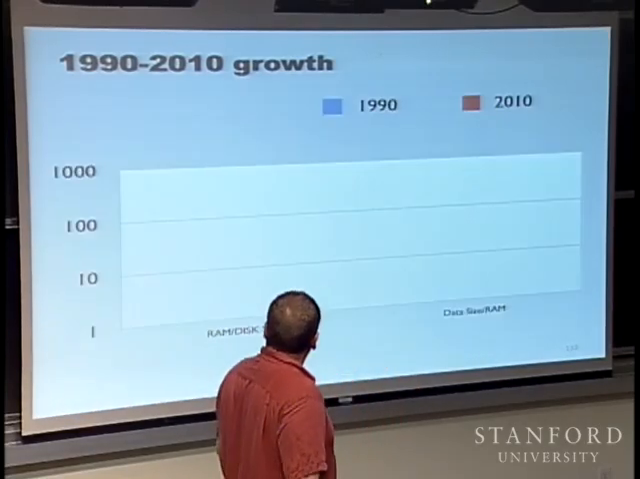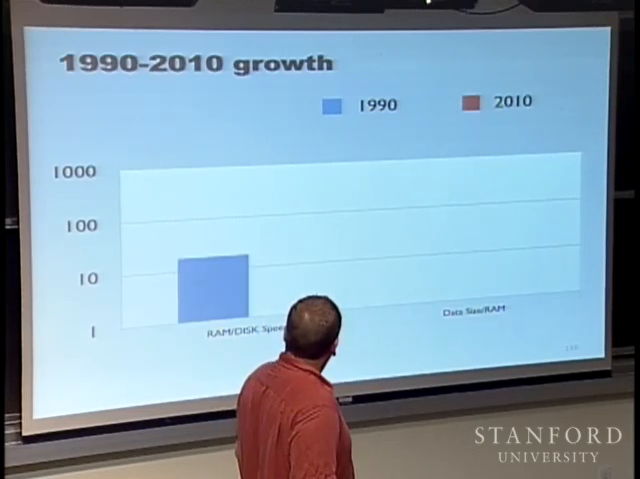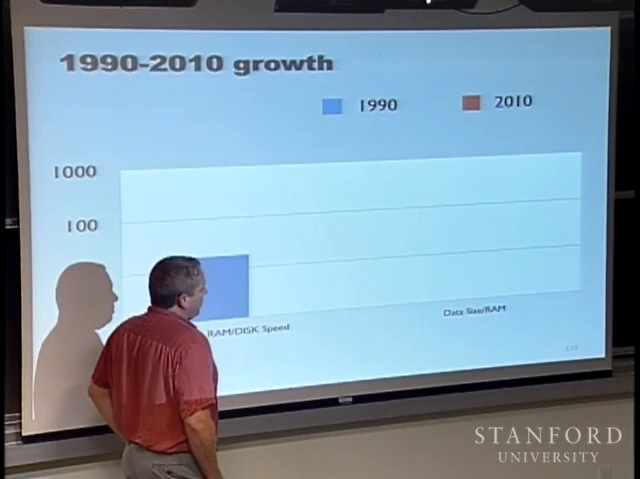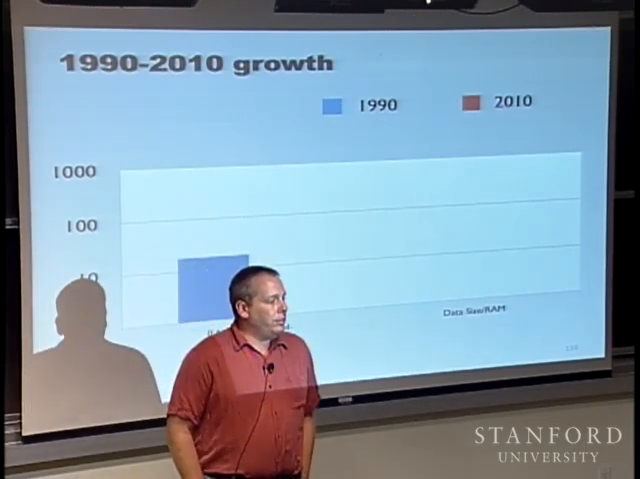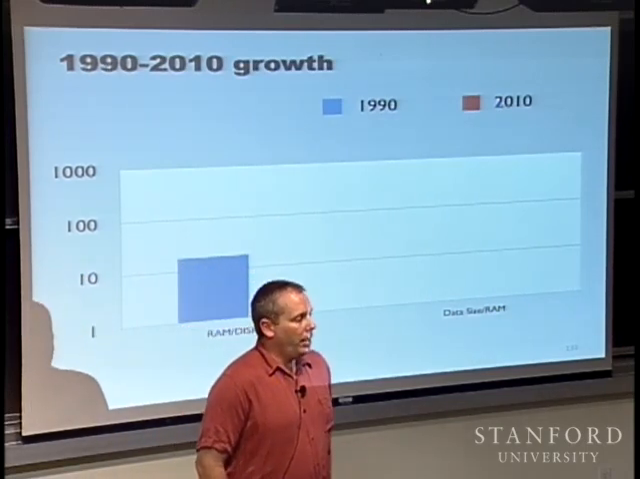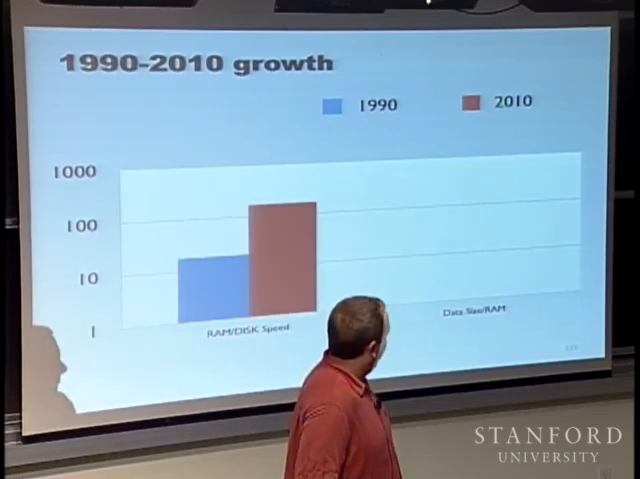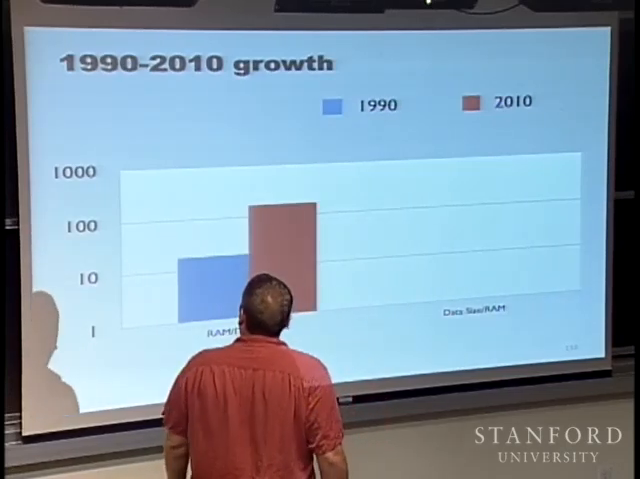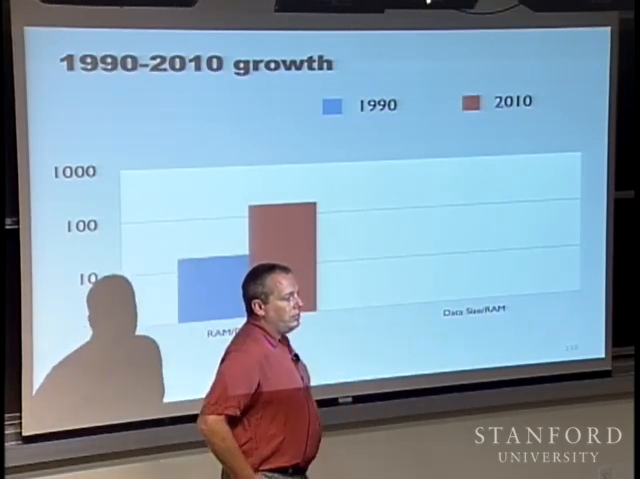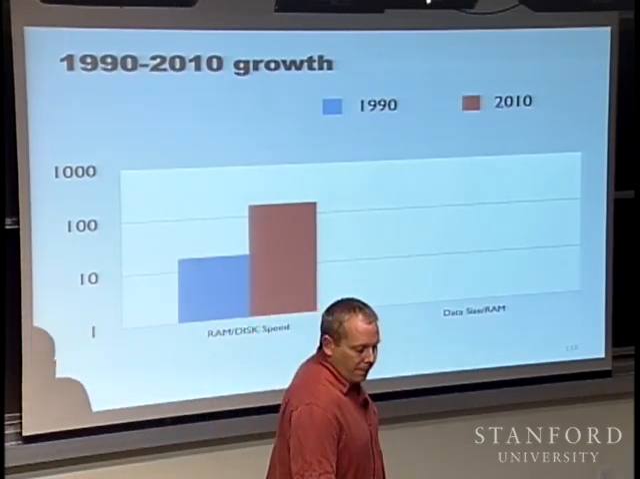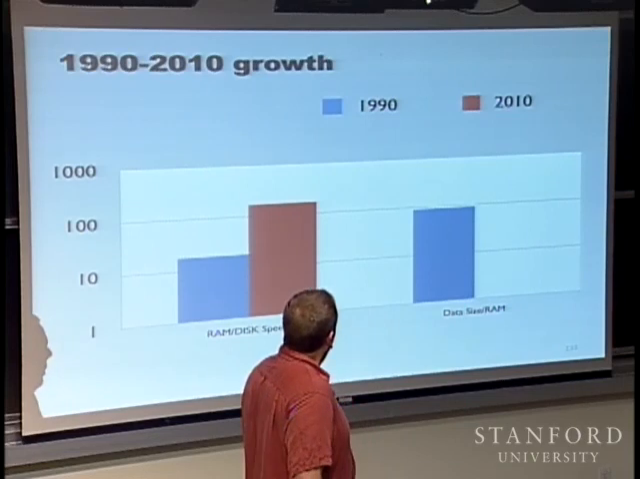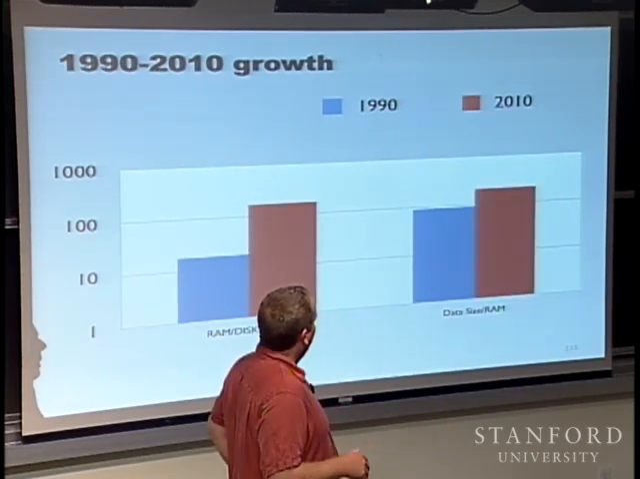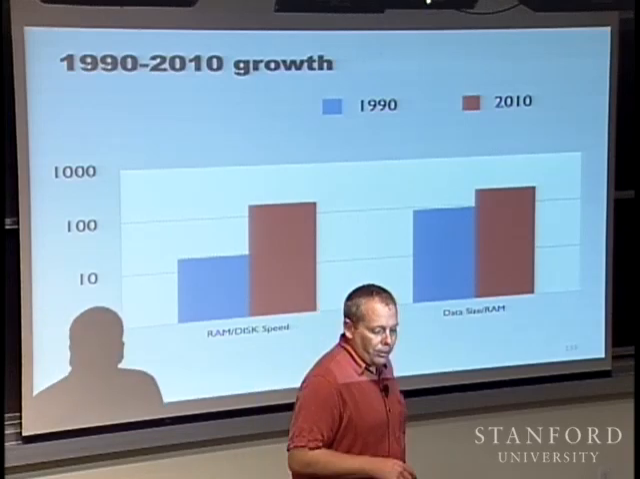That's showing that if we take the RAM versus disk speed, we've seen RAM speed increase an order of magnitude more than disk access speed. So it was a factor of like 12 then. It's a factor of 100 now or more. And we've seen data size increase by significantly less than an order of magnitude.